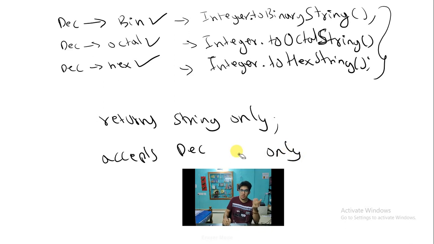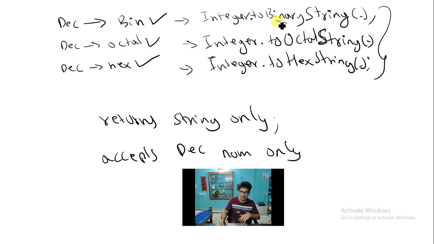So I want you to take screenshots so that you will understand. In the parameter, the argument, you have to pass a decimal number only, and it returns a string only. This is the thing you have to remember. It is not like you pass a string and get a string. You will get the string, because see the method name. The method name is very clear: toBinaryString, toOctalString, toHexString. Forget all these three words, hex, octal, binary.